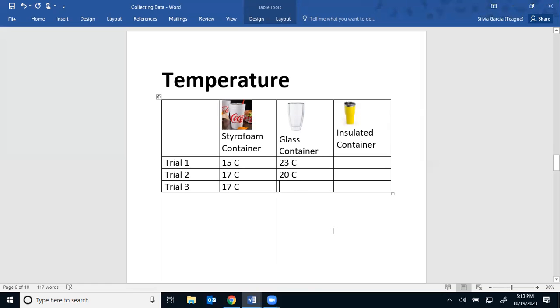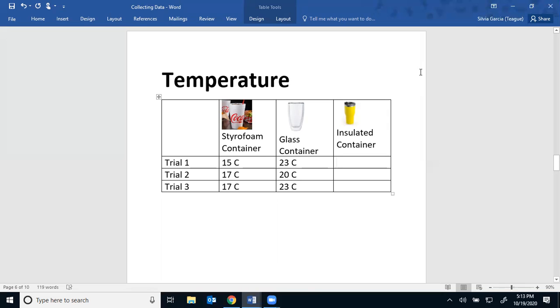And the third time I measured it after the same amount of hours with the same amount of drink in the same glass container, let's say that I measured the temperature and it was 23 degrees Celsius. I'm using Celsius because metric is a measurement system of science. Instead of Fahrenheit, I would use Celsius.